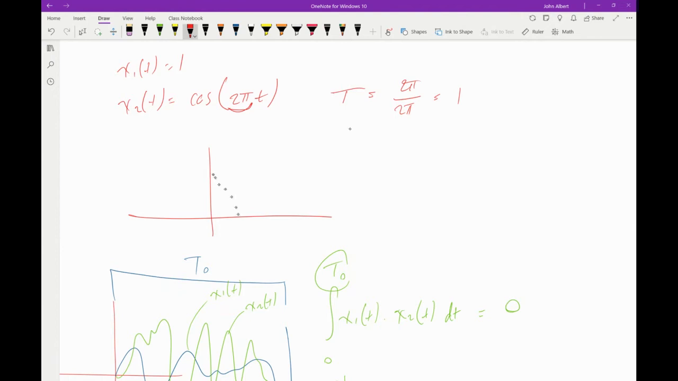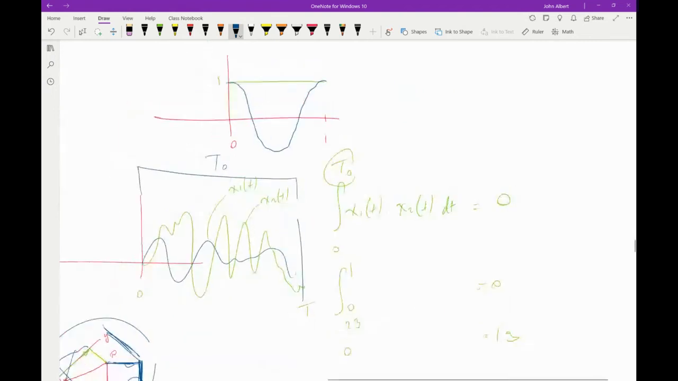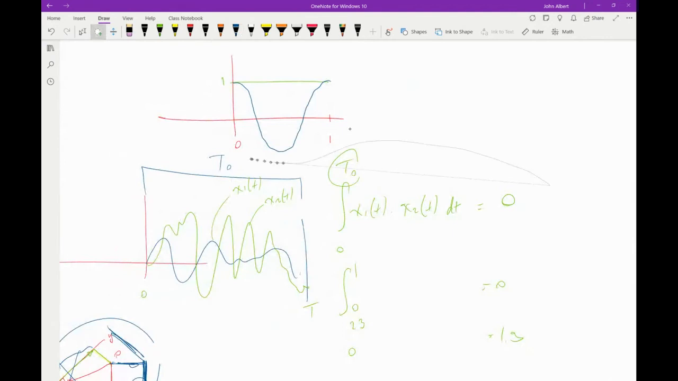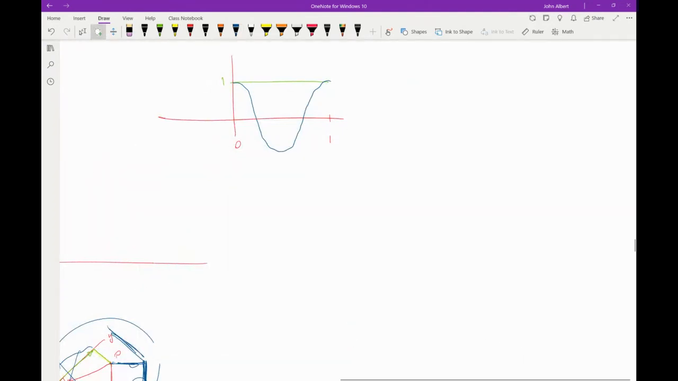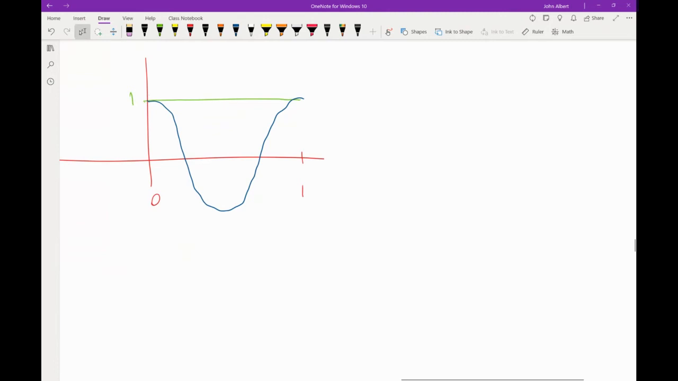Now, if you sketch over the duration of 0 to 1 second, the first one is a DC, so it's a constant 1. And the second one is just a cosine, so it looks like this, where this is 1 and this is -1. Let me just delete the stuff that is there. Now this is the plot of the two.